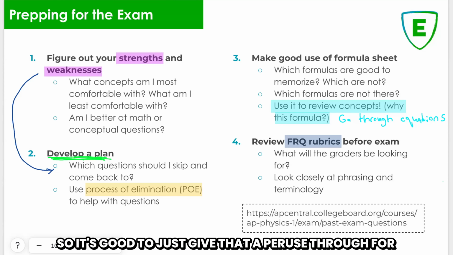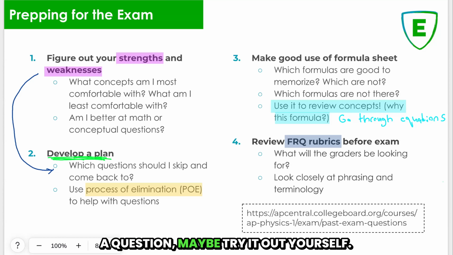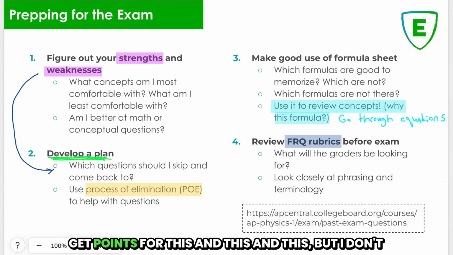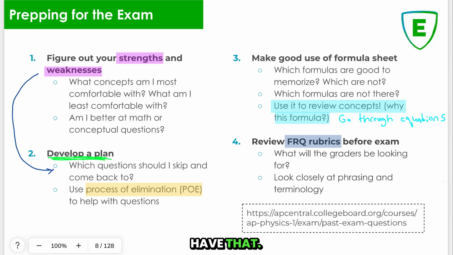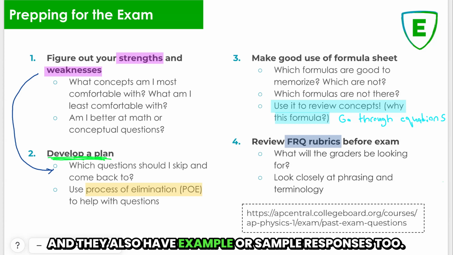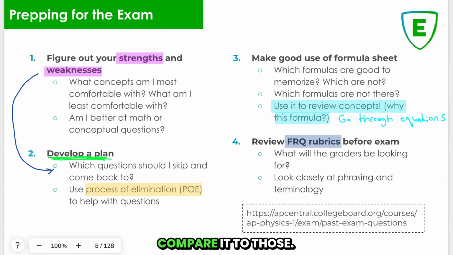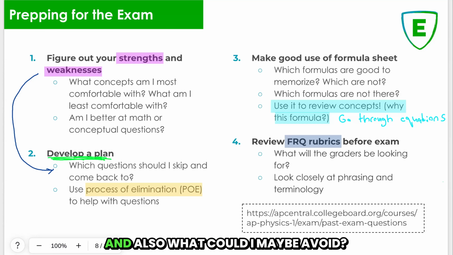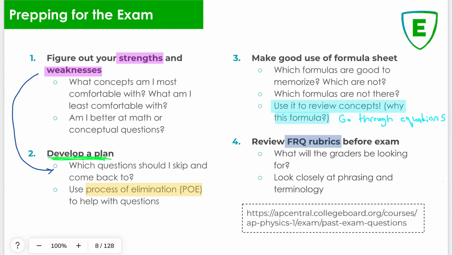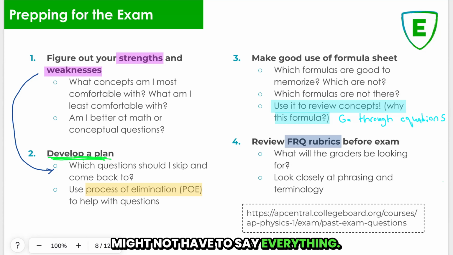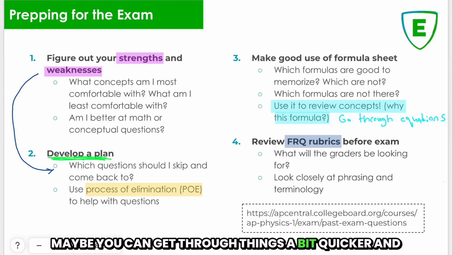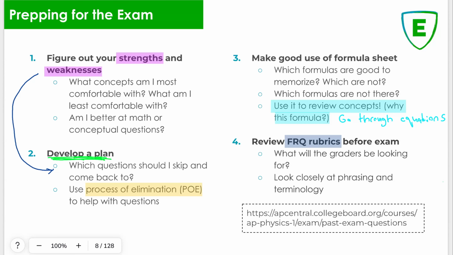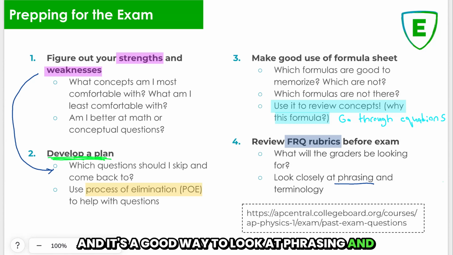So, it's good to just give that a peruse through for a question. Maybe try it out yourself. Then take a look at the rubric. See, well, okay, I'd get points for this and this and this, but I don't have that. And they also have example or sample responses too. Compare it to those. This will help you figure out, hey, what will give me the points? And also, what could I maybe avoid? Okay. Might not have to say everything. Maybe you can get through things a bit quicker and just have to show one thing, and that will get you the point. Okay. And it's a good way to look at phrasing and terminology.